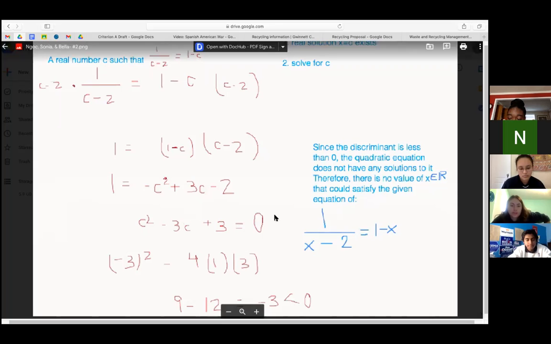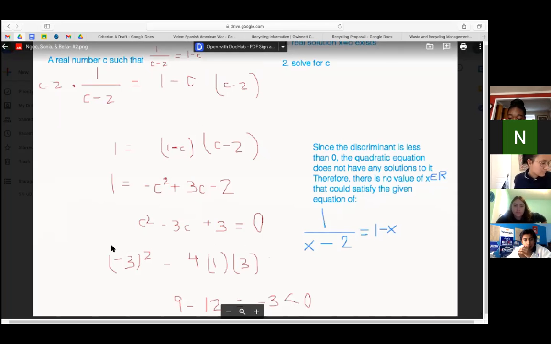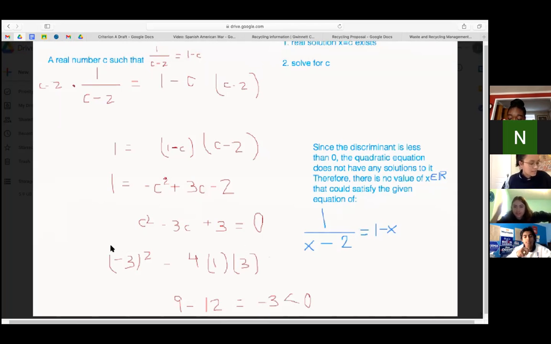Right. So essentially what happens is after you FOIL it, you get that quadratic, right? And then the original problem, I can't remember the wording, but Sonia, what does it ask us to prove again? Prove that there is no x element of all real numbers such that 1 over x minus 2 equals 1. Right. So essentially you're trying to prove that the discriminant would be less than 0, because as we've learned, if the discriminant is less than 0, then x wouldn't be a real number. It would be imaginary.